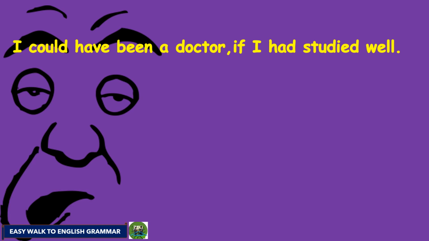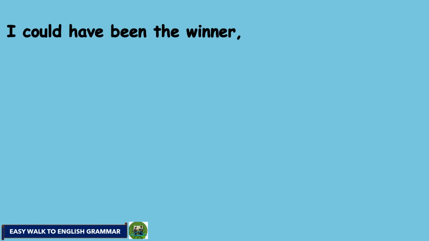I think this usage will be more clear for you when we deal with some more examples. The first sentence. I could have been the winner if I had run fast. I didn't run fast, so I cannot become the winner anymore. Some other person became the winner. I could have been the winner if I had run fast. If I had run fast, I would have been the winner.